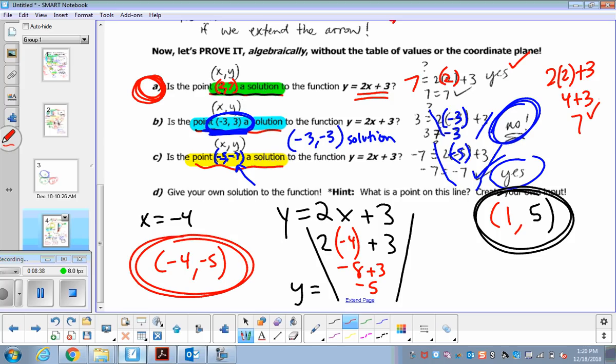So (-4, -5) would be a solution to the function, meaning that that would be a point on the line when we graph it. And that takes care of page 8.